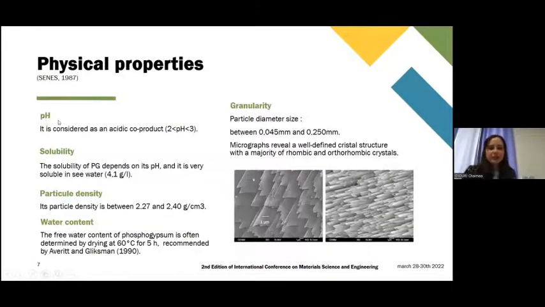Physical properties, pH: it is considered as an acidic co-product between 2 and 3. Solubility of phosphogypsum depends on its pH. It is very soluble in seawater, 4.1 gram per liter. Particle density between 2.27 and 2.40. Water content: the free water content of phosphogypsum is often determined by drying at 60 degrees for 5 hours, recommended by Averitt and Glicksman. And granularity, particle diameter size between 45 and 250 microns. Micrographs reveal a well-defined crystal structure with a majority of rhombic and orthorhombic crystals, as you see in the picture.